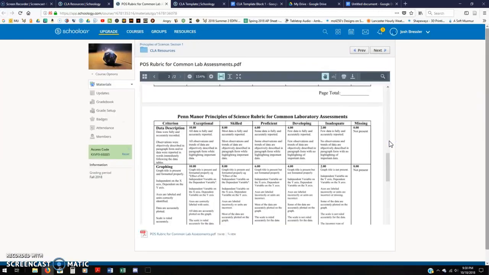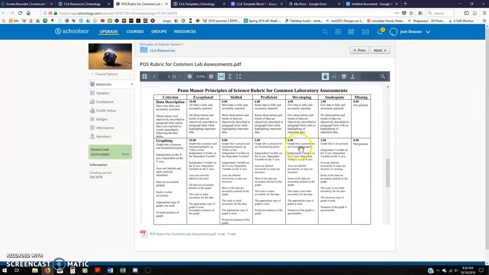Alright, so we're going to be looking a little bit at how to do a data description. If you notice here in the rubric, the data description is 10 points, so you want to take your time and make sure you're actually looking at the rubric and making sure you're having all the pieces here for the data description. The objective here is to accurately describe the data that you record.